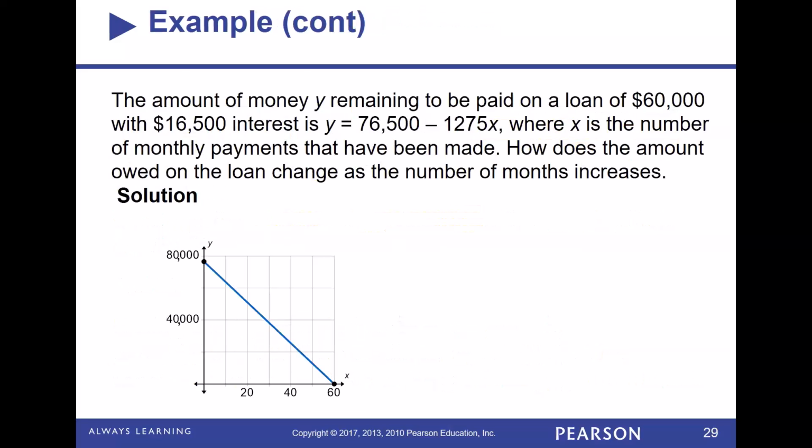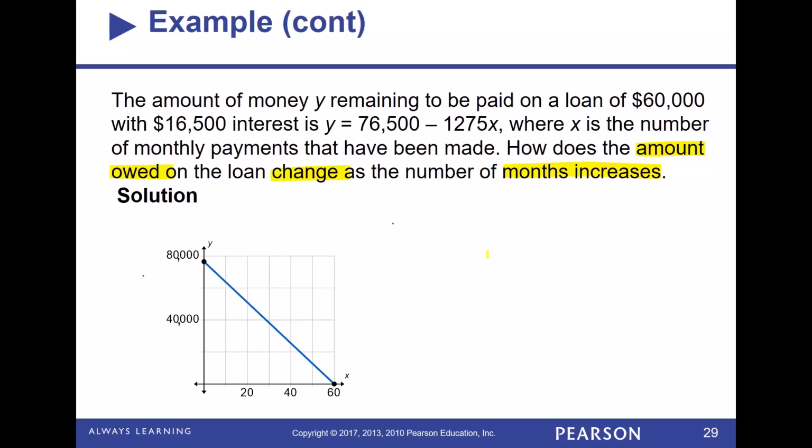Now, we found those earlier, with that 76,500 being the y-intercept. So we actually did those earlier, okay? But we can see kind of how it looked and it's able to kind of help us out. Now, the amount of money remaining on that loan itself was given by that beautiful formula, but how does the amount owed on the loan change as the months increase? So let's talk about the wording of this problem versus what we just did. How does the amount owed change as the months increase?